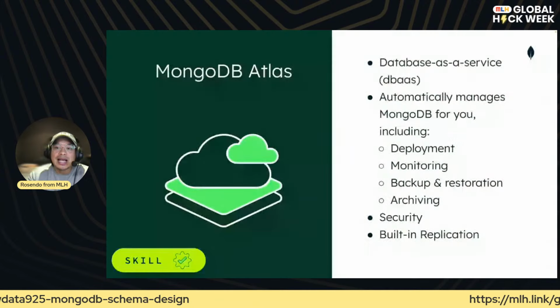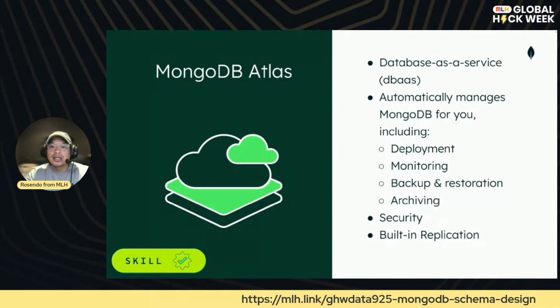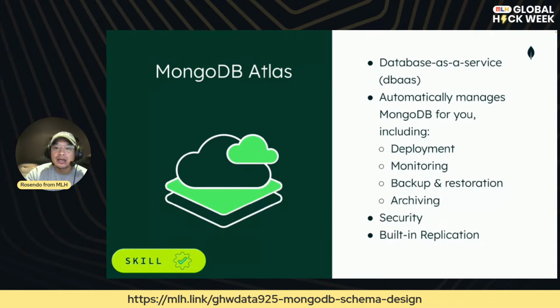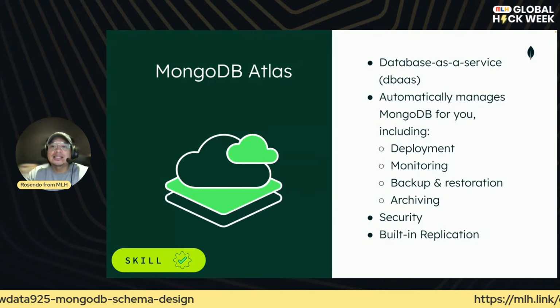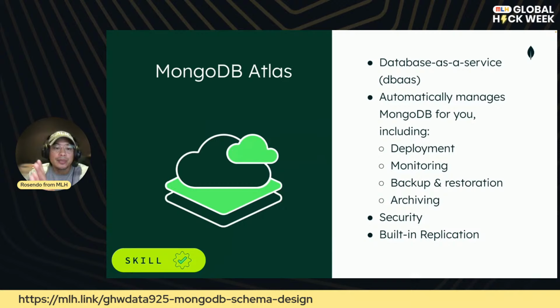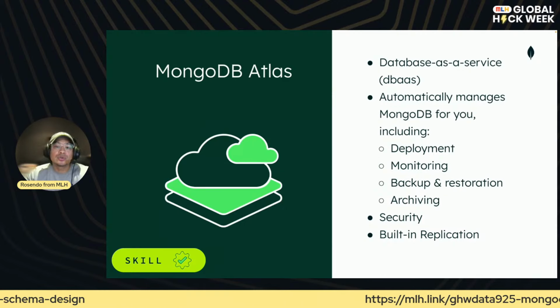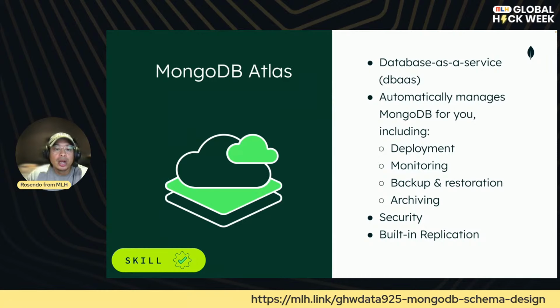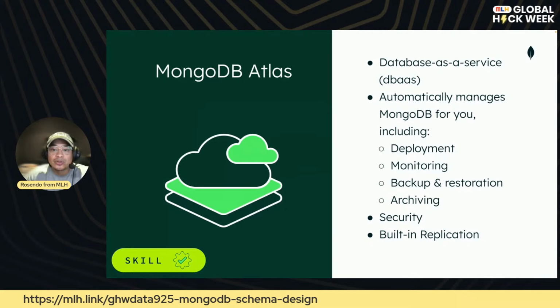Since it's a database as a service, Atlas automates and enhances processes for database management. It includes deployment, monitoring, backup and restoration, as well as archiving. It does all of this along with a set of really robust built-in security features. I know people were talking about ACID transactions and atomic transactions. There are a lot of built-in security features within MongoDB that make sure all of your data is ACID compliant. On top of that, Atlas provides built-in replication for all database deployments.